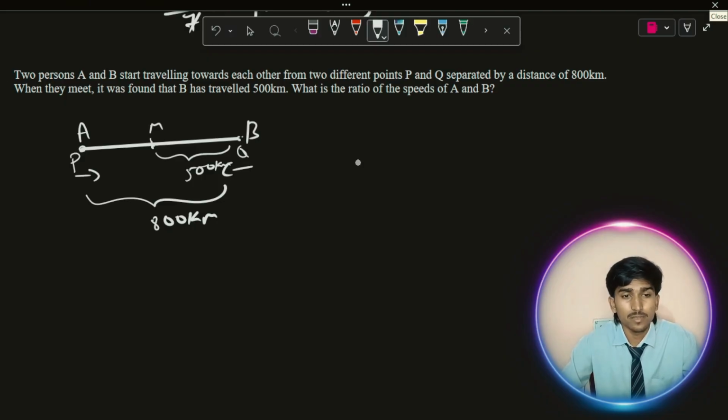What is the ratio of the speeds of A and B? They're asking the ratio, speed 1 by speed 2. How can we find out? It's very simple. If this is 500, the total is 800. What is this one? This one will be 300 because 500 plus 300 is 800. Just subtract 800 minus 500, you'll get this one. And they're asking speed 1 by speed 2. What is constant? Find that. Speed, distance, time, what is constant?